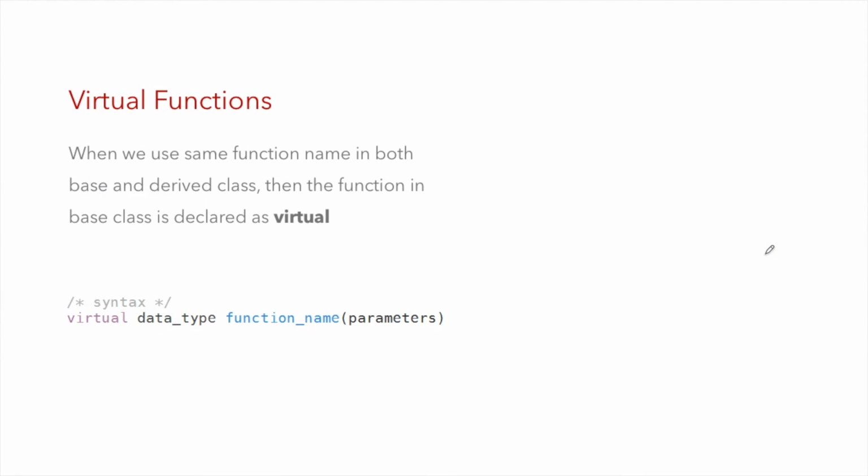Then finally in the video we have one important topic, that is virtual functions. When we use the same function name in both the base class and the derived class, then the function in the base class is declared as virtual.